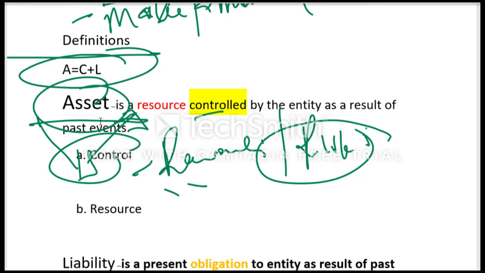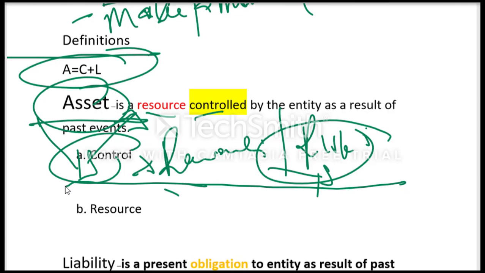So control comes with rewards and risks. An asset is a resource controlled by an entity as a result of past events. So rewards and risks should be incorporated for a resource to be an asset.